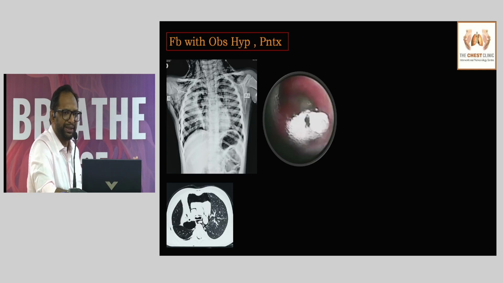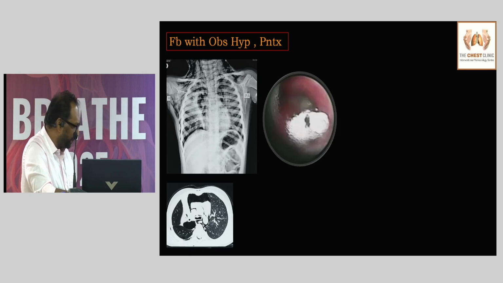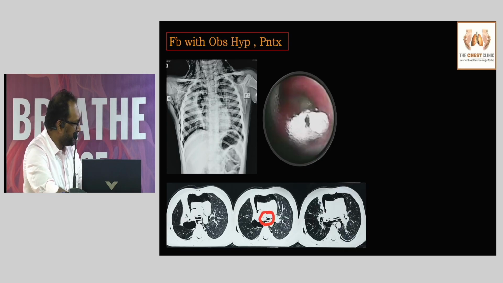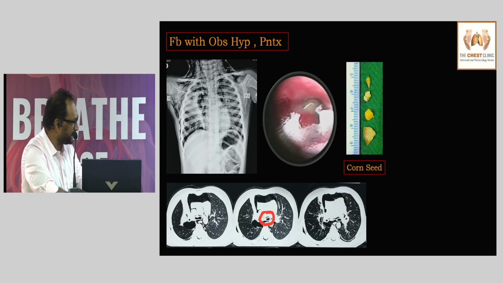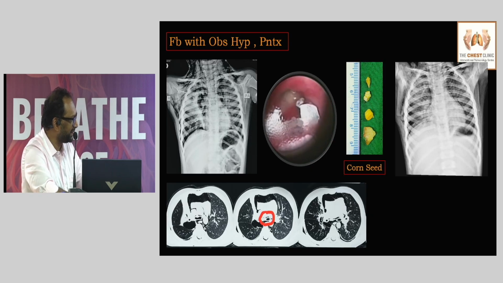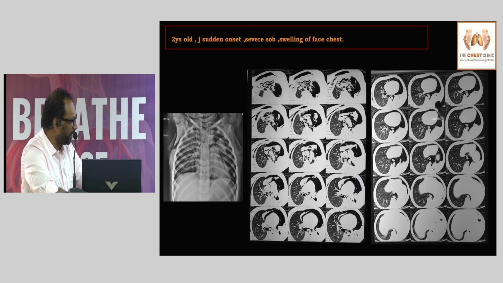So what can we do? If you call the anesthetist and you show them this X-ray, most of the times they will deny the case because there are high chances of barotrauma in these cases. So you have to talk to the anesthetist properly and ask them, this could be managed well and extract the foreign body. You don't have to place a chest tube in this case. So this is the corn seed which has gone to the right lung and was extracted with an optical forceps.